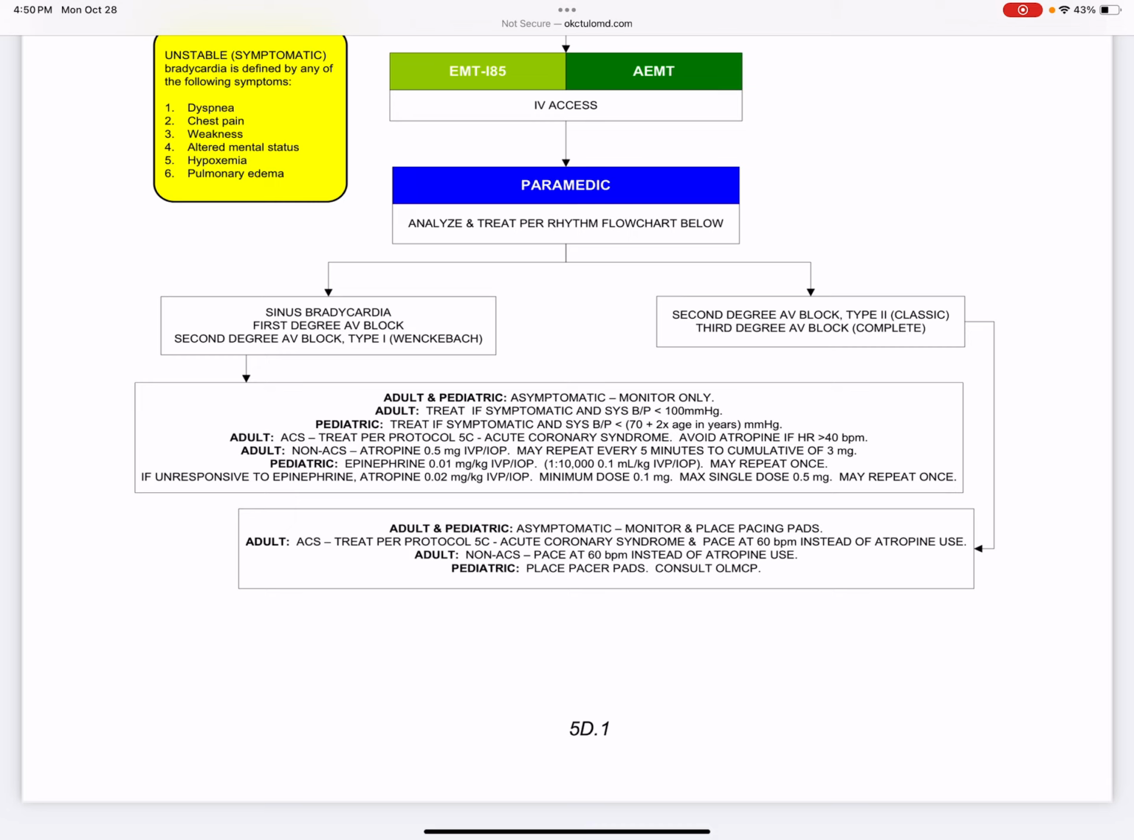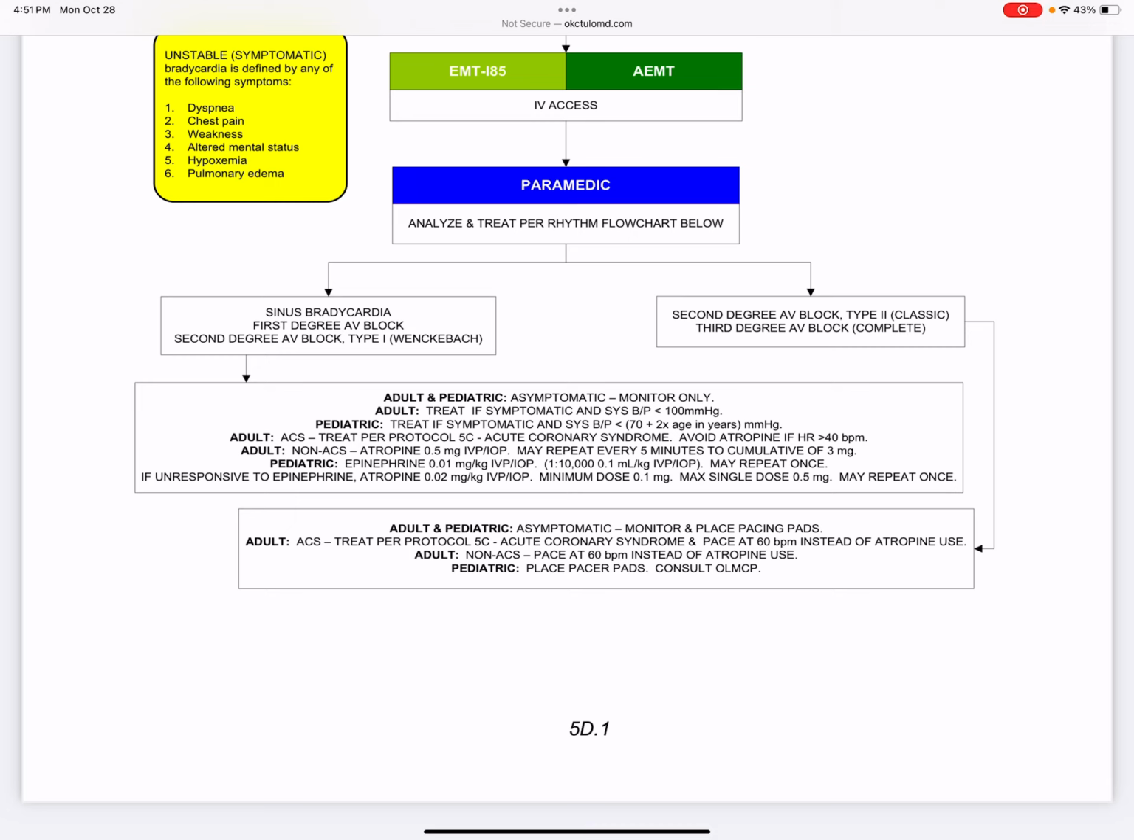So if you go to the sinus brady, first degree, second degree type 1 box, it has an arrow and it goes straight down to this middle big box. If it's an adult or pediatric and they're asymptomatic, you're going to use the monitor only. You'll treat if symptomatic and the systolic blood pressure is less than 100. For pediatrics, it's less than 70 plus 2 times age in years, as it has been in several of the past protocols that we've already gone over.